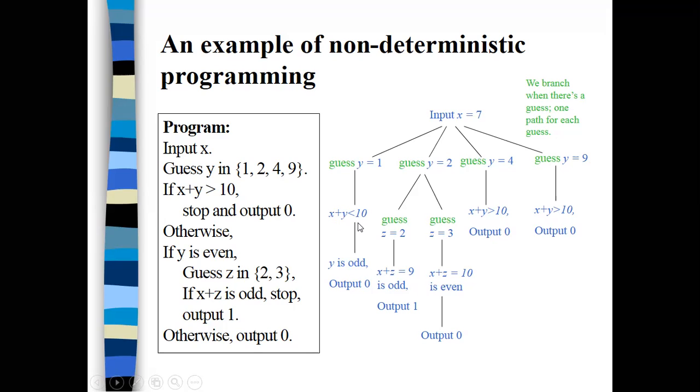First we add all of them and we will get the result. Here y is odd, so we gave the result as output 0. Here y is even, as we can say: if y is even, 2 and 4 is even, then we have to again use the value of z, that is 2 and 3, then we add x plus z, which is equal to 9, and give the result here.